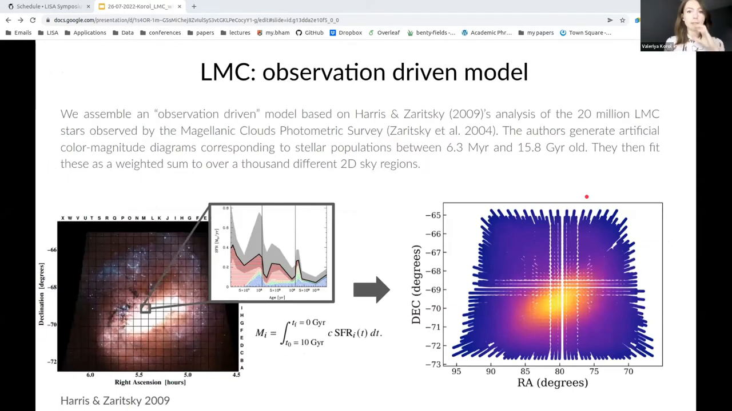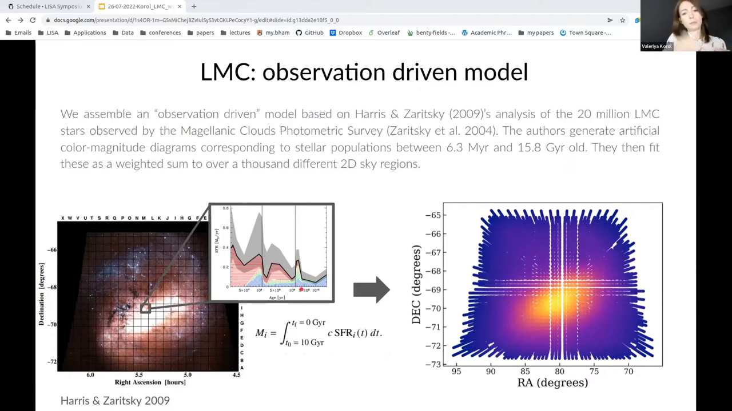So our first model is the observation-driven one. And we call it like this because we are using a spatially resolved star formation history constructed by Harris and Zaritsky. And this is based on 20 million stars observed with the Magellanic Cloud Photometric Survey. So with such a large number of stars, you can actually dissect the LMC as was done here in these tiny pixels. And for each of those, you can fit stellar models, derive stellar ages, and build the star formation history. So in this model, we inject our binaries in these 2D pixels.